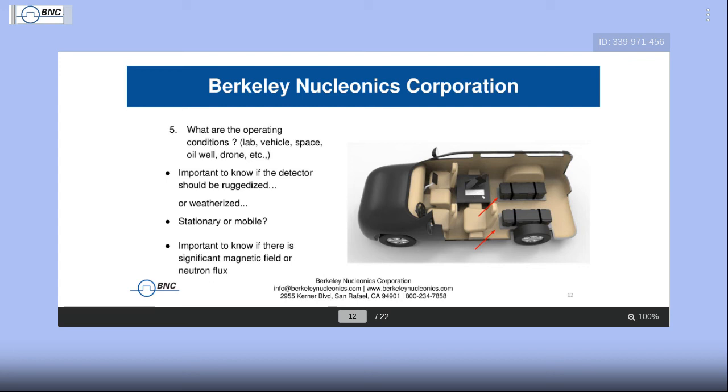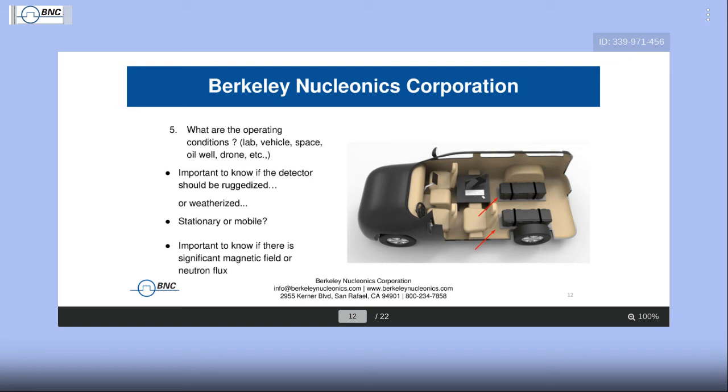Are you going to be sending it into space? Are you going to be sending it down an oil well? If it's portable, do you want it to be handheld? You don't want something too large. Some people now, this is very exciting, have been putting sensors onto drones and flying them over remediation areas to get a sort of 3D mapping of which portions of the acreage, which portions of the land being surveyed requires the most attention. So again, stationary or mobile.